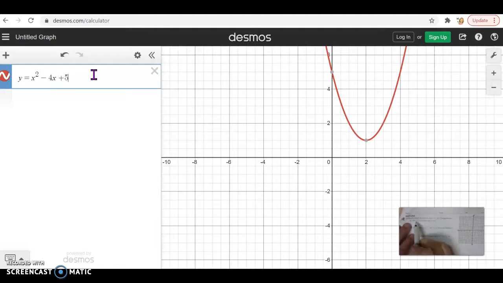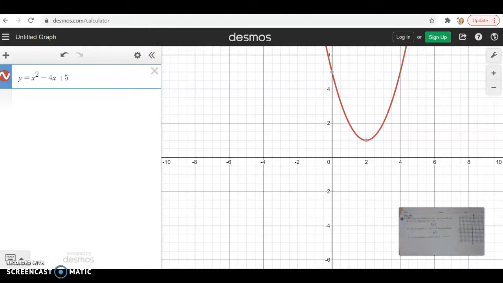Okay, so see how that does not cross the x-axis, and that's our first question on our paper. Does the graph cross the x-axis? Please write no for number 1a. Does the equation x squared minus 4x plus 5 have any real solutions? Well, real solutions means that it's going to cross the x-axis. So again, we're going to put no.